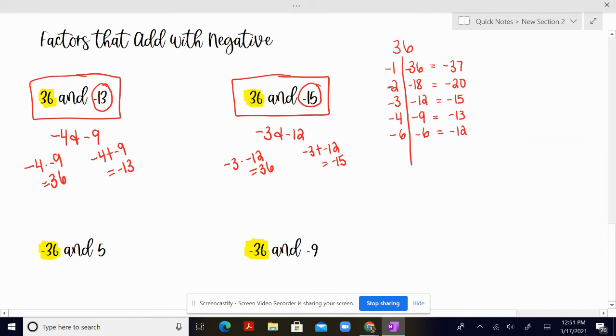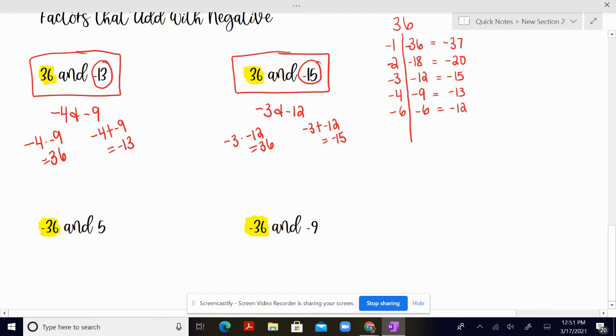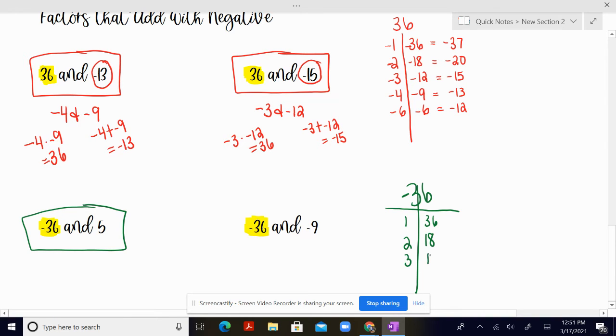All right, now we're going to be looking at negatives in a different way. So let's change our colors. I'm going to use green on this one. Looking at our chart, we have multiplies to 36, in this case negative 36. It will be 1, 36, 2, 18, 3, 12, 4, 9, and 6, 6. When this number is negative and you're adding to a positive, then the bigger number has to be positive, and the little numbers are negative.